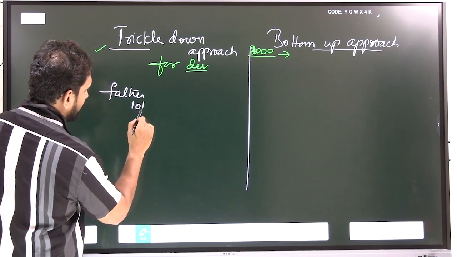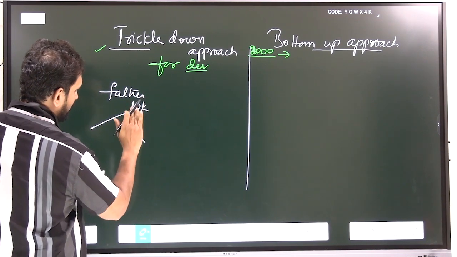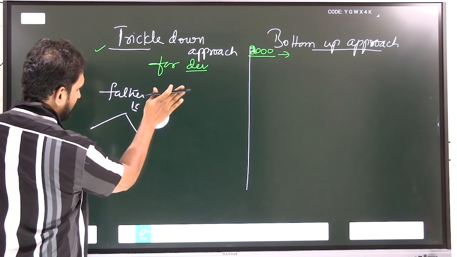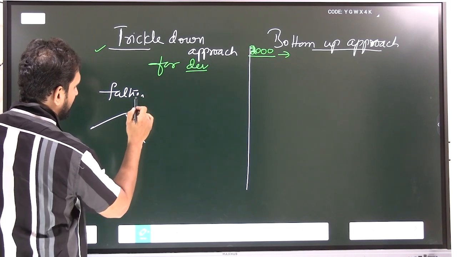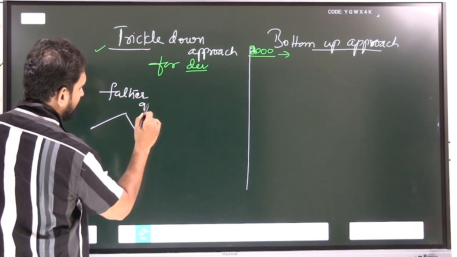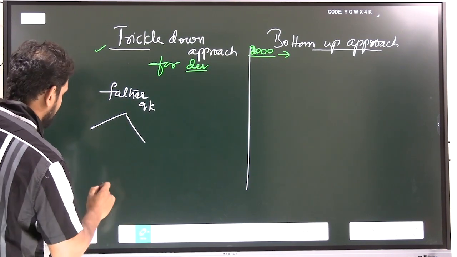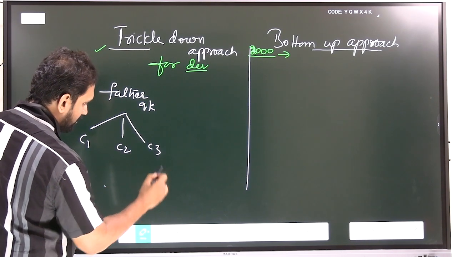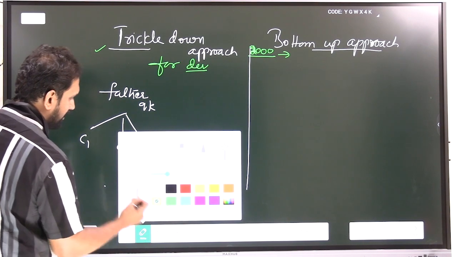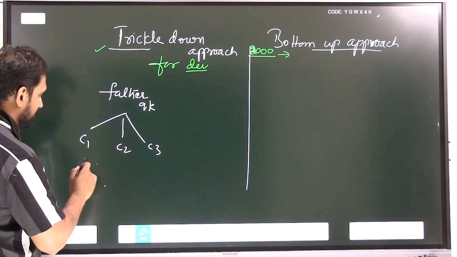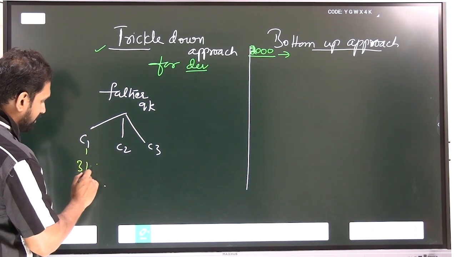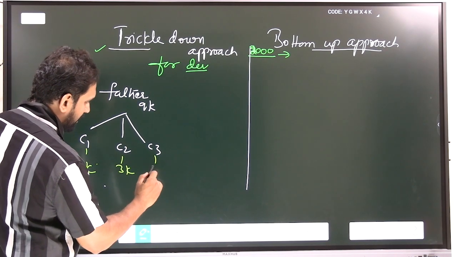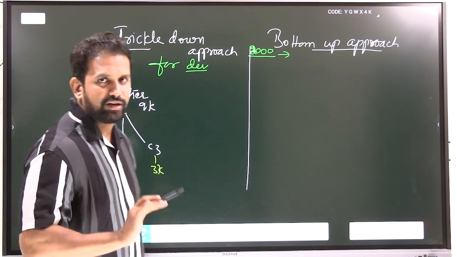Father's salary is 10,000 rupees. For our clear understanding, let us not write 10,000 because it will come in decimals. Okay, 9,000 rupees is the father's salary. And there are 3 children, C1, C2, C3. Clear? Now, father gave 3,000 to all the children, distributed equally. So, complete equality the father is following.